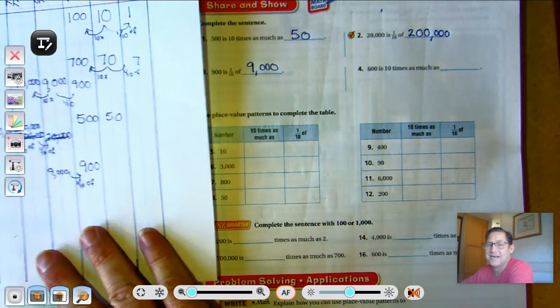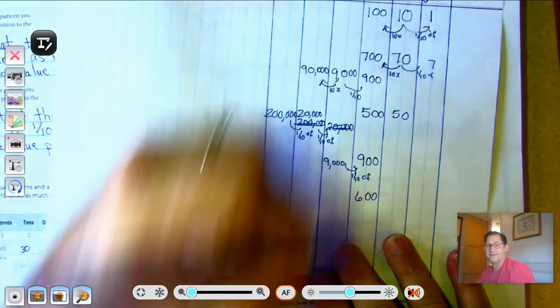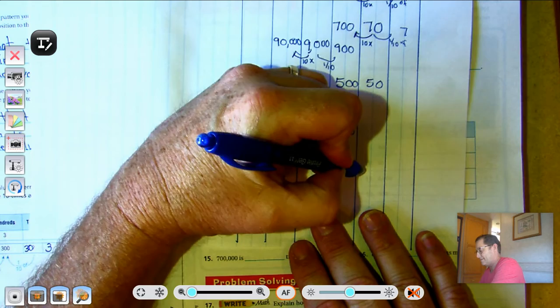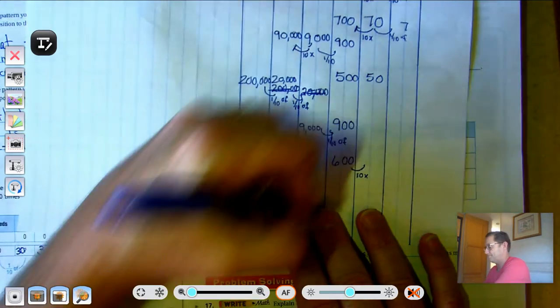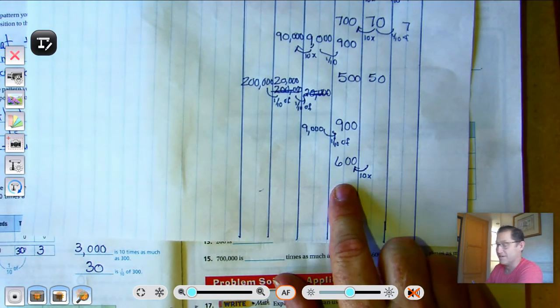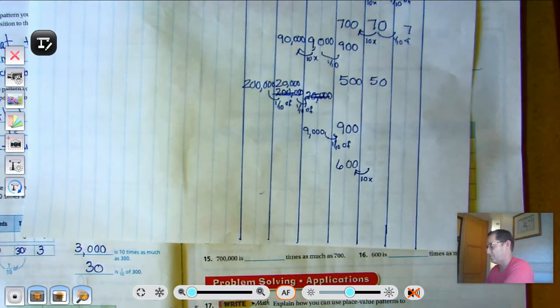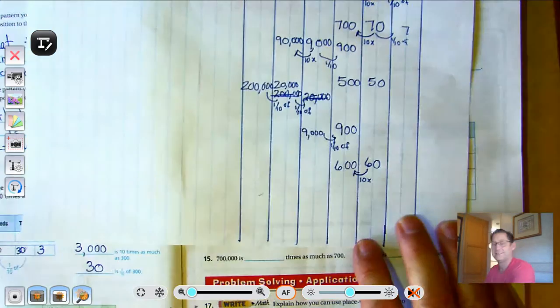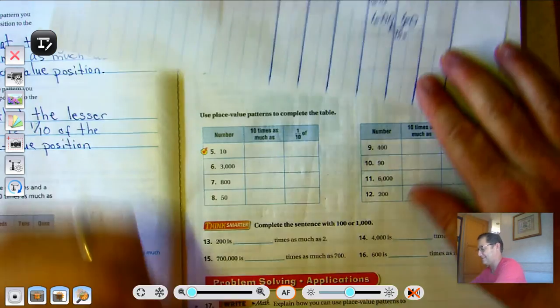600 is 10 times as much as what? So this 600 means it's 10 times bigger than the smaller place value. So that would be 60. So it's 10 times as much as 60.